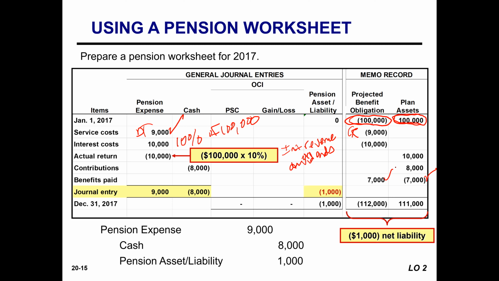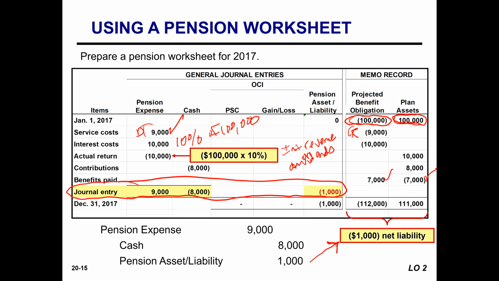So overall, the net effect of this is our journal entry. And so we see that journal entry here. We've got a debit to pension expense for 9,000, a credit to cash for 8,000 for the contributions we made, and then a credit to, in this case, the pension liability, right? If we were debiting this, it would be a pension asset, but we're crediting this. So that's the pension liability, right? And so we see that here too.